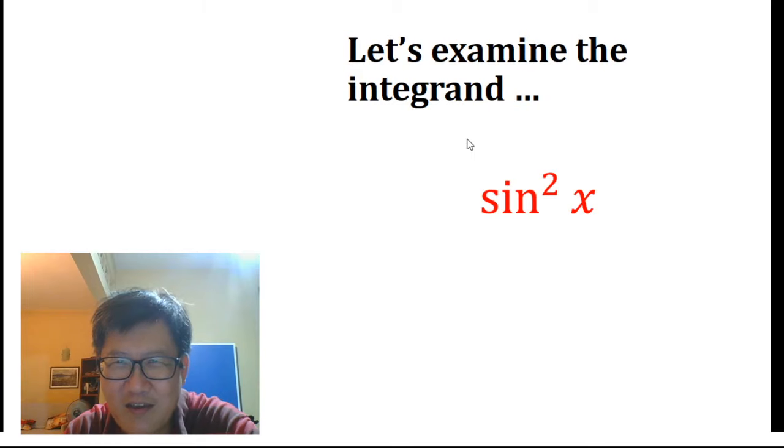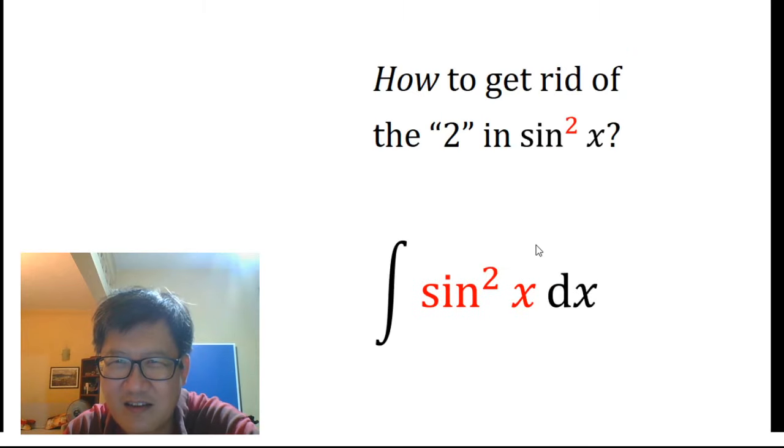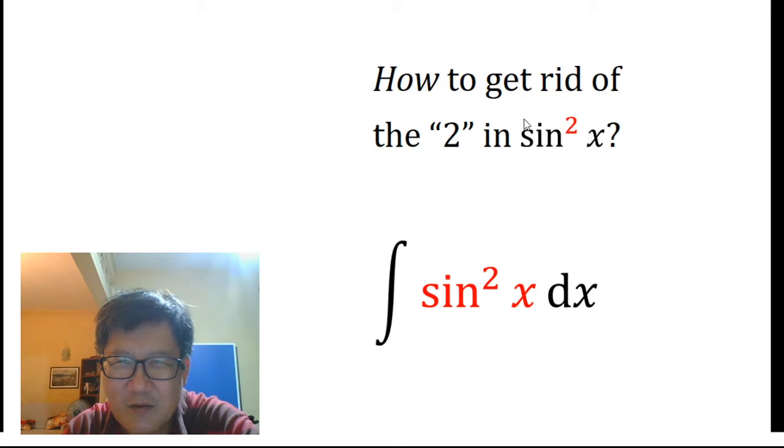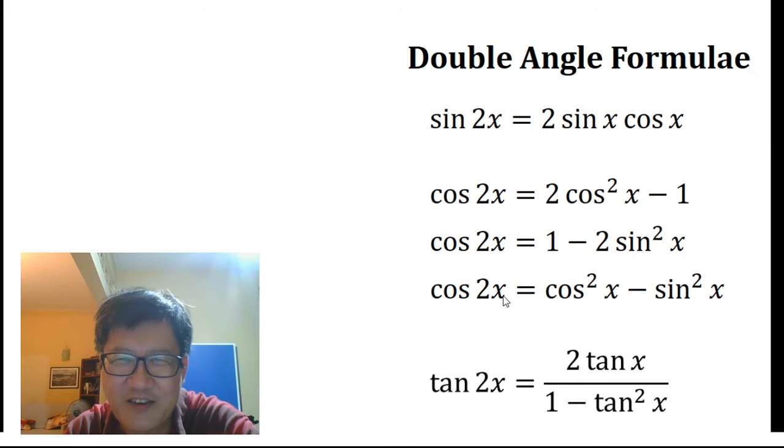If we examine the integrand, the function that is to be integrated, the integrand is the function that you are integrating. You will see that the problem is the square. The question you must ask yourself is this: how to get rid of the square in sine squared x? How to use an eraser and get rid of it?